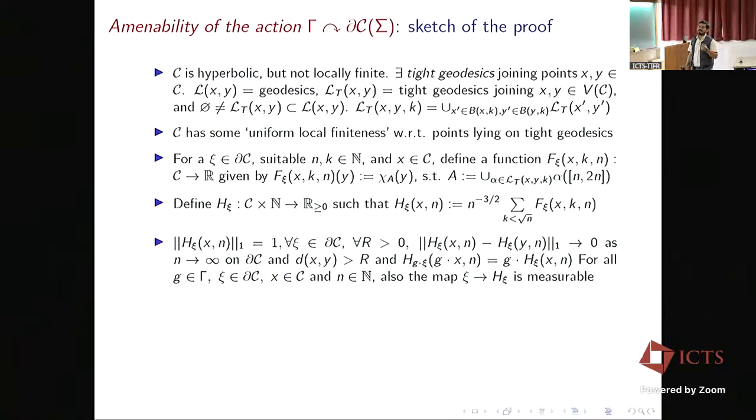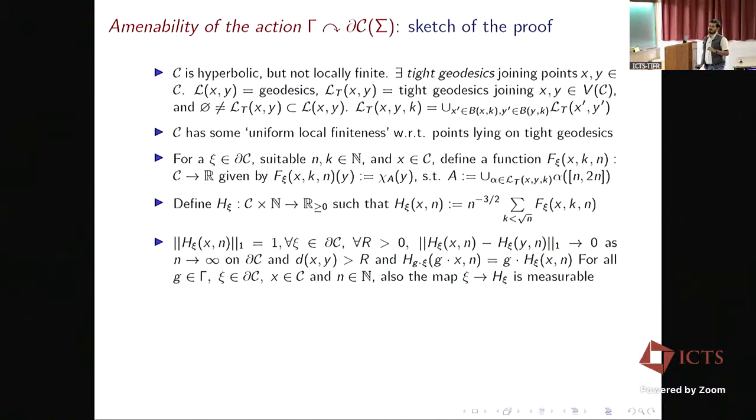In case of relatively hyperbolic group, the graph that the group was acting on was not non-proper, but it was not uniformly proper. Here I have an action on a hyperbolic graph which is non-proper. So the boundary is not compact.